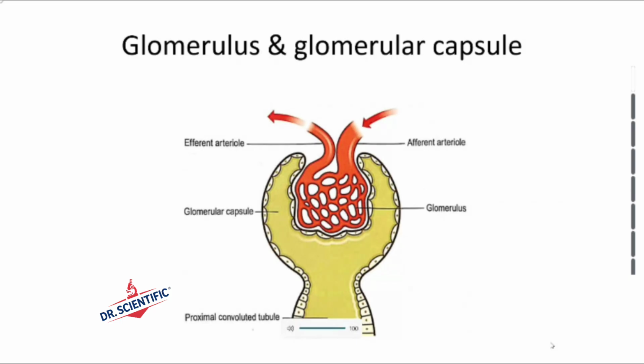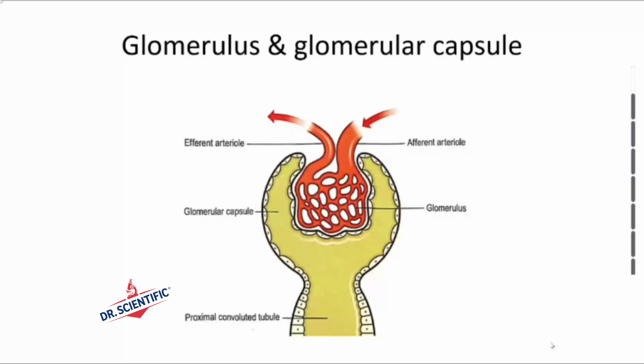So here, as you can see, the pressure from the incoming blood will be higher than the pressure that is leaving, and you can see the efferent arteriole will tend to be narrower. So this helps increase the pressure within the glomerulus for the purposes of filtration.